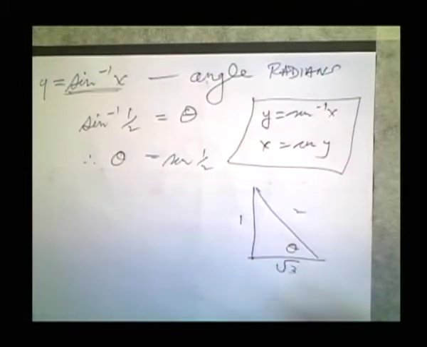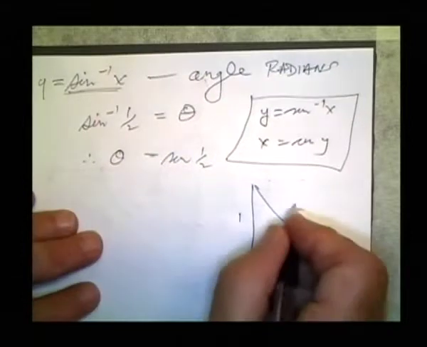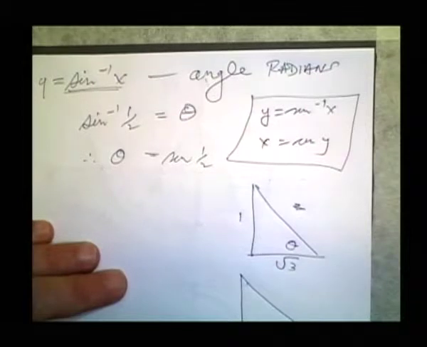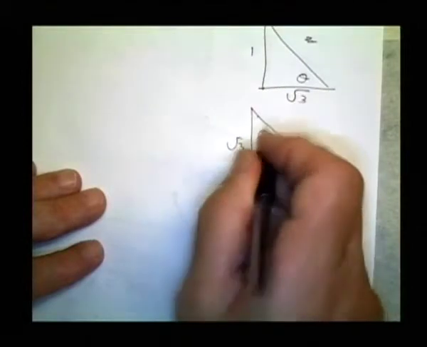Normally they put it the other way around, they draw it this way, and they put theta here, and you put root 3 and 2 and 1, whatever. And you know that this angle here, of course, is pi over 6.